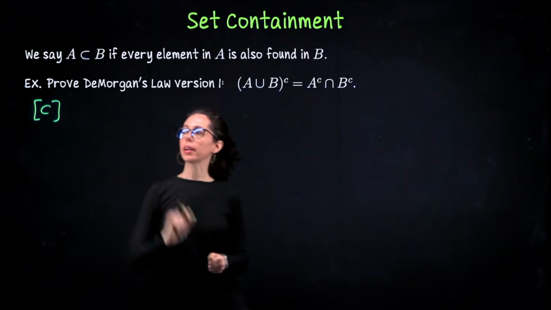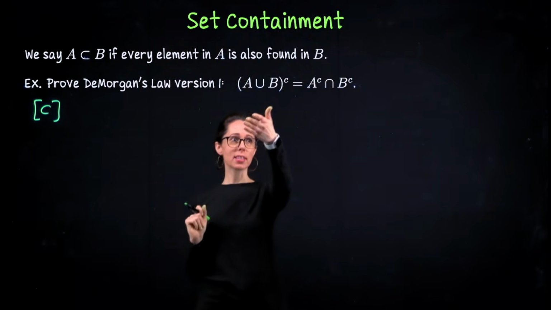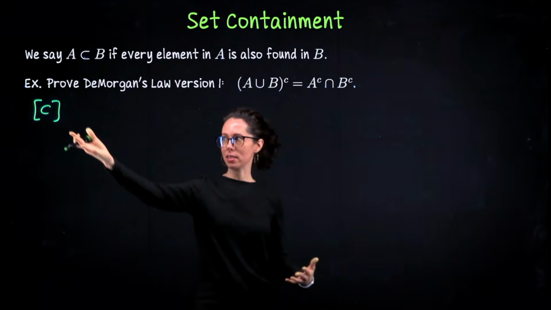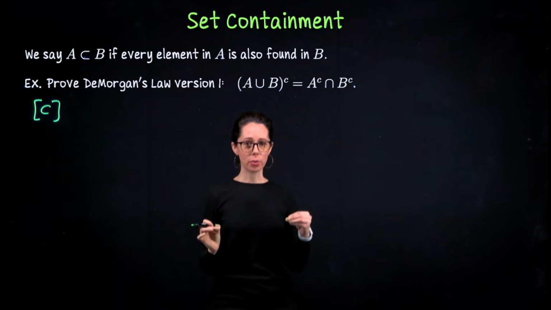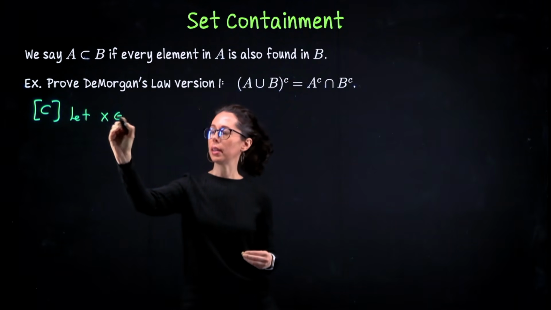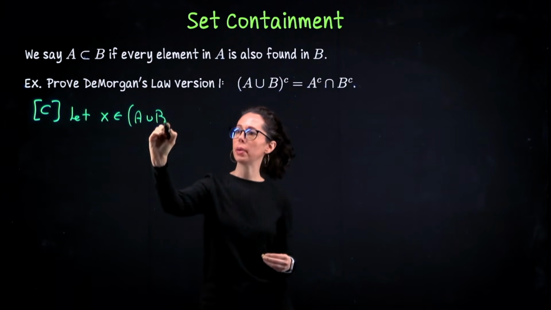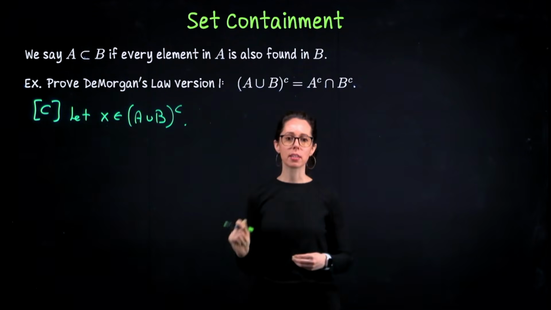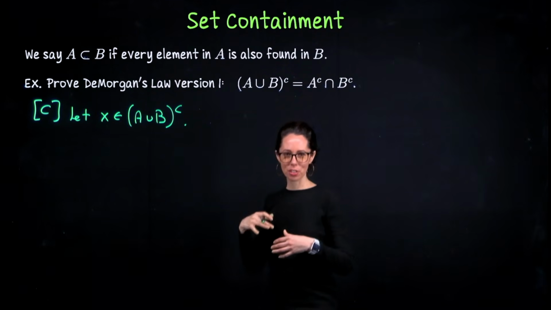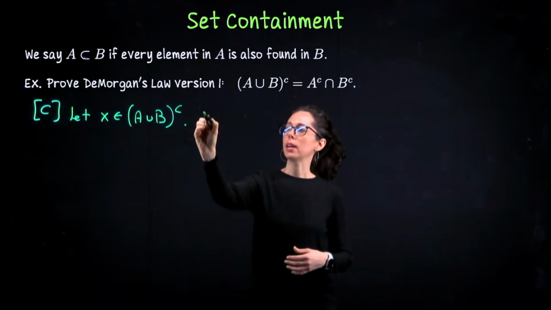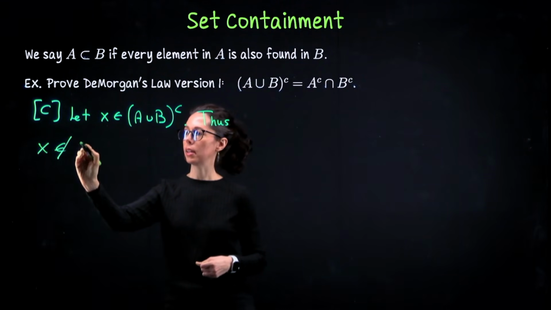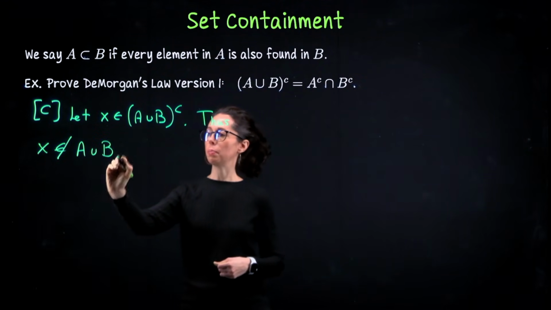To be clear to the reader, I'd like for them to know that I'm going to show that the left-hand side is a subset of the right-hand side. Again, this is set containment that we're about to do. So go down to the level of an element. Let X be in (A union B) complement, the complement of the union of A and B. Once again, my next step is just to rephrase that. Thus, X is not an element of A union B.